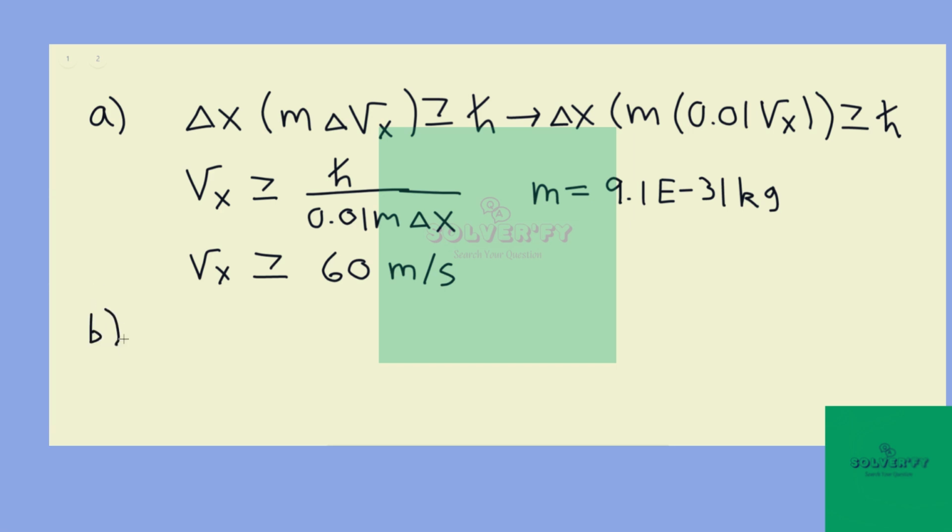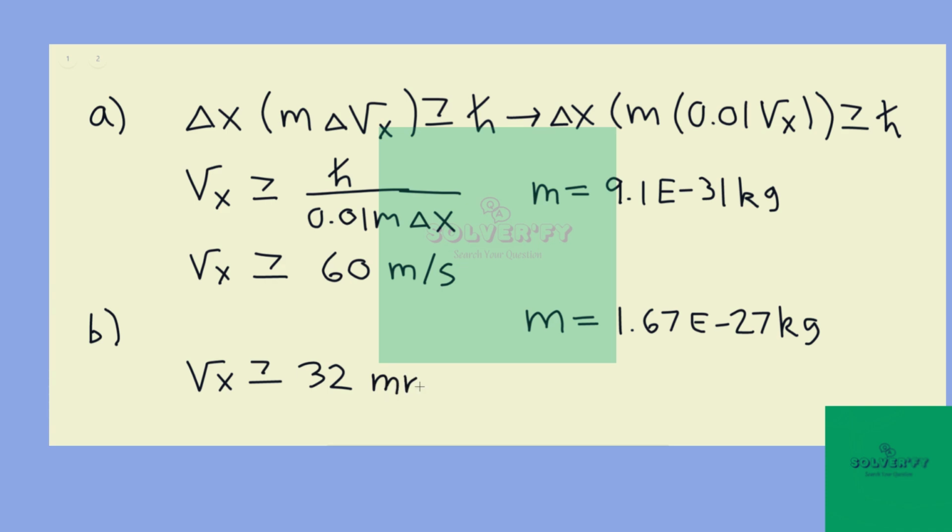Repeating for a proton with a mass of about 1.67 times 10 to the negative 27 kilograms, we will end up with a minimum velocity of approximately 32 millimeters per second. So something actually a lot smaller.